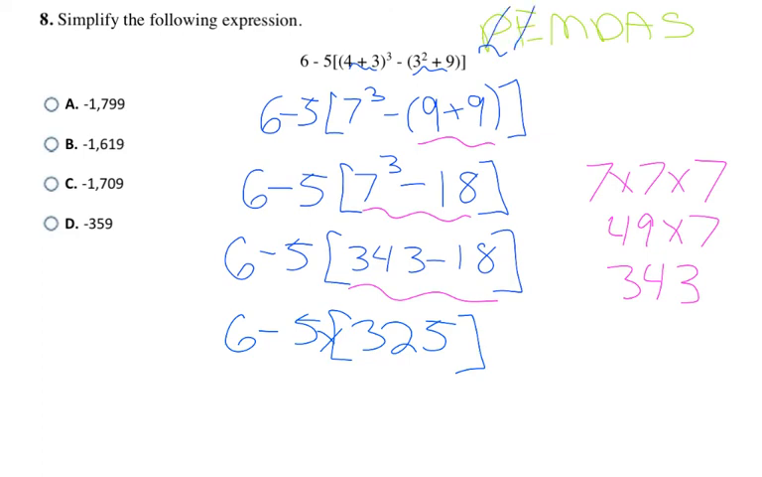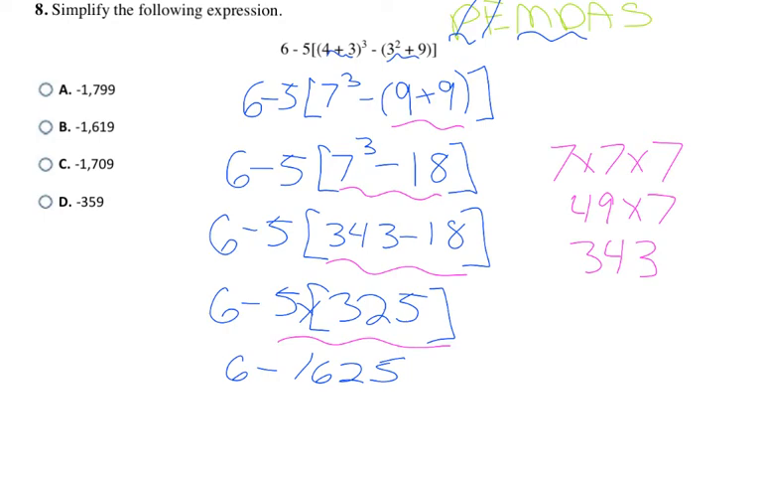I have my exponents done. Now I'm going to do multiplication and division left to right. So that means I'm going to do 5 times 325, which is 1,625. So I'm going to have 6 minus 1,625. And I'm going to have to change this subtraction to addition.